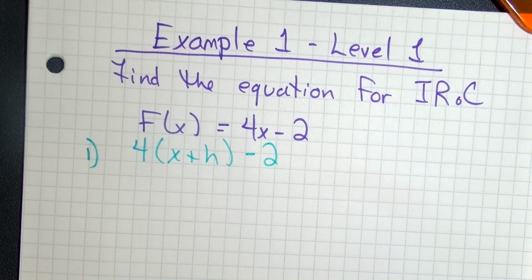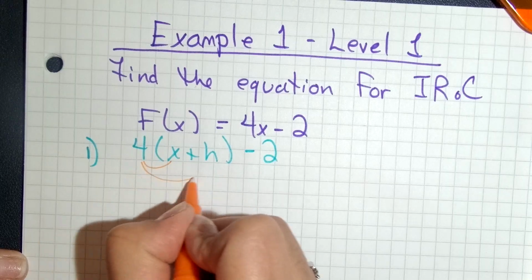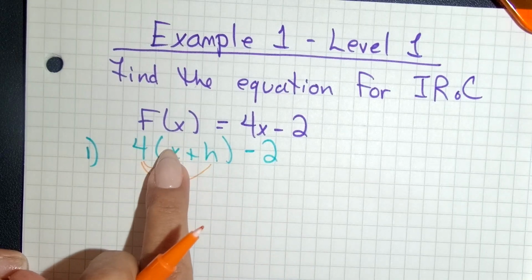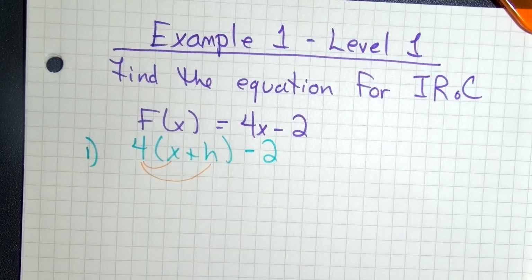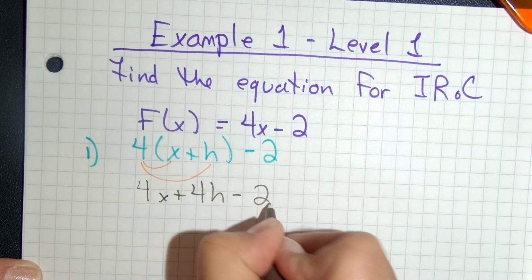Remember that our notes say that we need to simplify as much as possible. That means to distribute. That means to combine like terms. Can we distribute here? Yes. What am I distributing? The 4. So I'm going to distribute the 4 to the x and the 4 to the h. So I have 4x plus 4h minus 2.